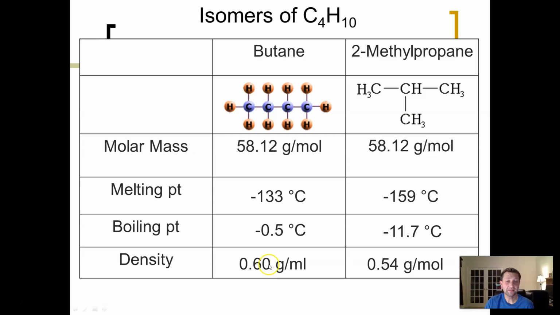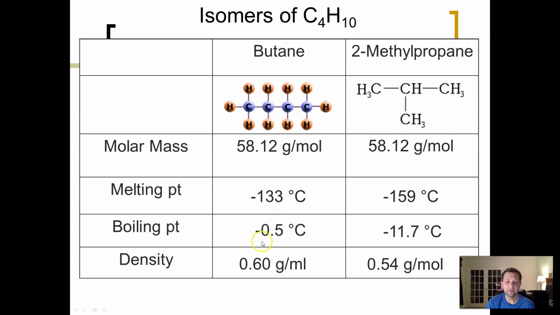So look, that makes sense, right? The density is a little bit higher. Density is how tightly packed something is. So if I have this and I have more of them that could be near it, they could be closer, more closely packed, right? So the density would be a little bit higher than the 2-methylpropane. So that's kind of cool to look at. The melting point should be a little bit higher. It should take a little bit more work to melt butane, and that's true. Negative 133 is bigger than negative 159.